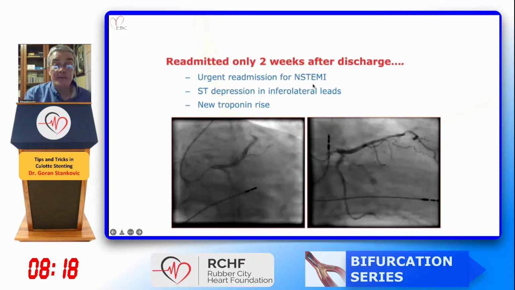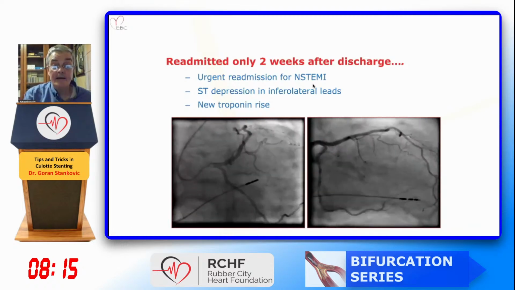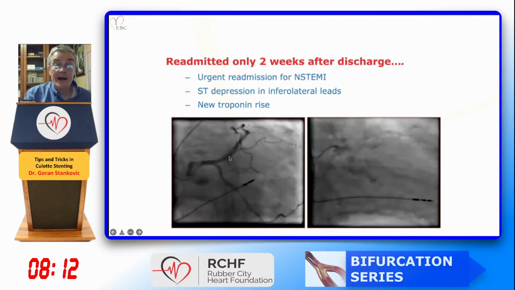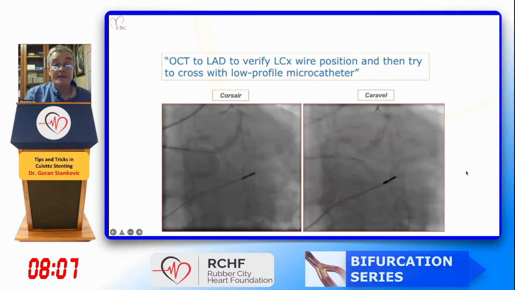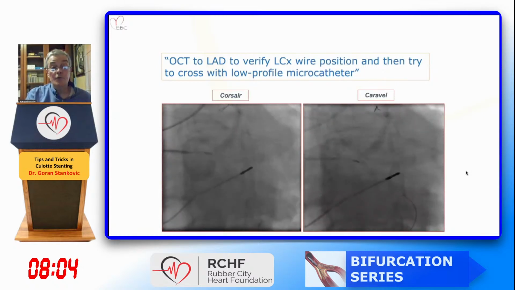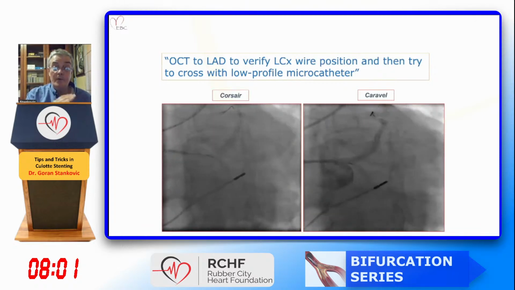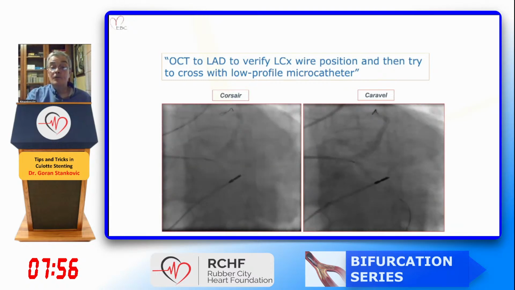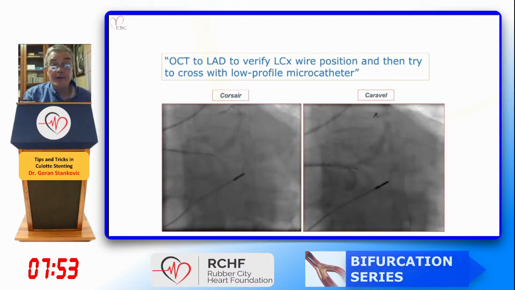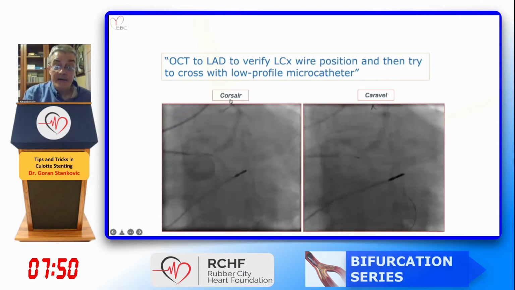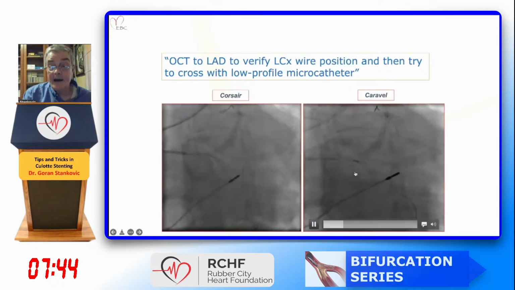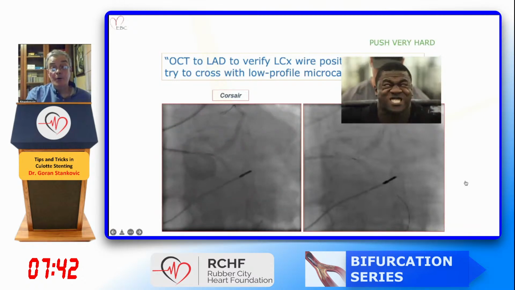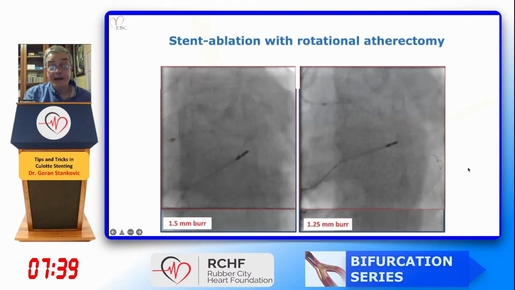And then only 2 weeks after discharge, patient was readmitted again for non-STEMI with ST depression in inferior lateral walls, again troponin rise, and again what we see is suboptimal result at the ostium of the circ. Idea was to do OCT towards the LAD to verify adequate position of the LCX wire, and then to try to cross with low profile microcatheter. So first, after confirming distal recrossing, Corsair couldn't cross, and then Caravel couldn't cross as well. So push really hard, but still doesn't cross.